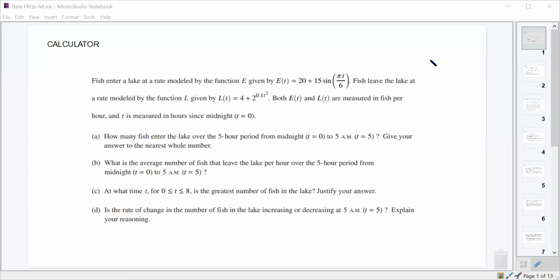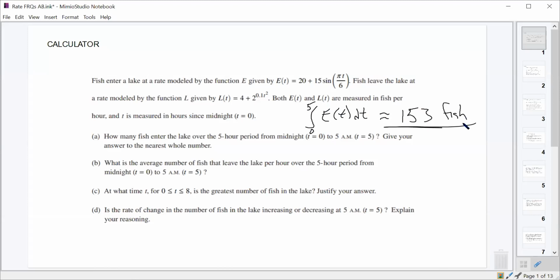Part A, how many fish enter the lake from 0 to 5? Integral of the rate at which they enter the lake from 0 to 5. Which was what? 153 if you round to the nearest fish, which is what it says to do. That is a lot of dinner.